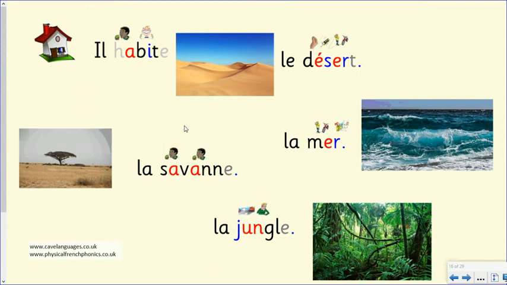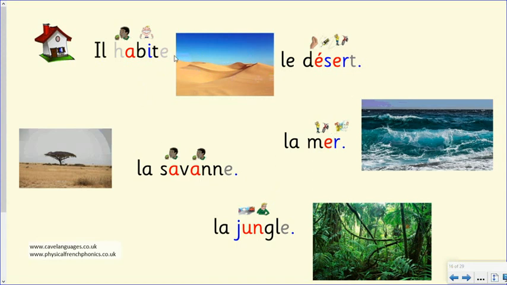Habitat. So you're going to say it lives, il habite. Remember the H is silent, il habite. The desert, lives in the sea, lives in the savannah, that open grassland. The jungle. Now, when you say it in English, you say it lives in the desert, the sea.